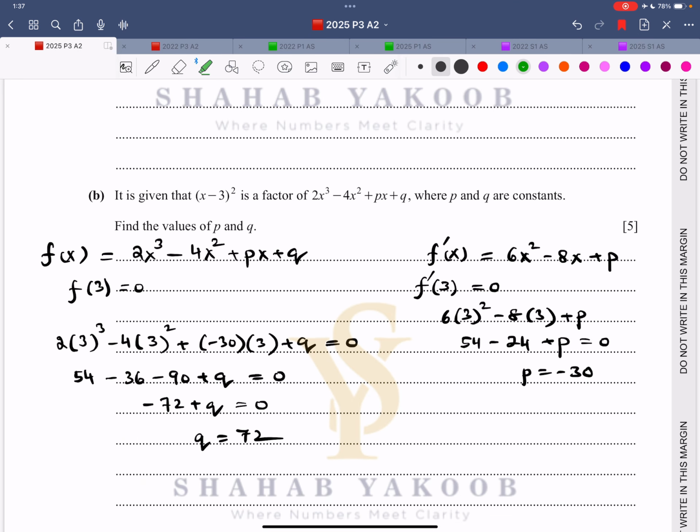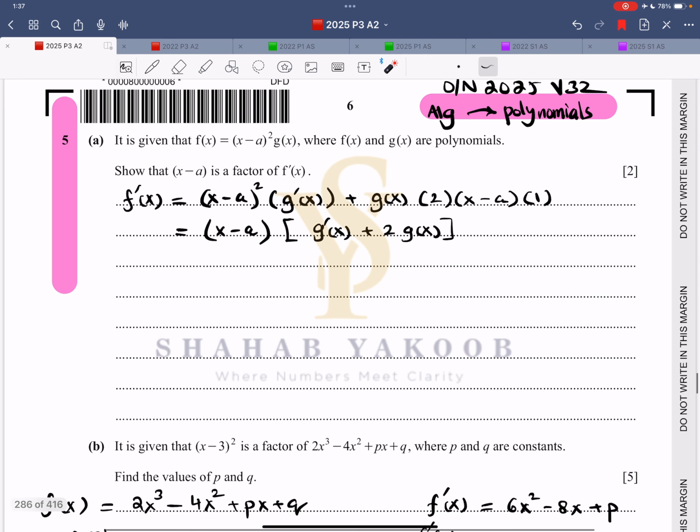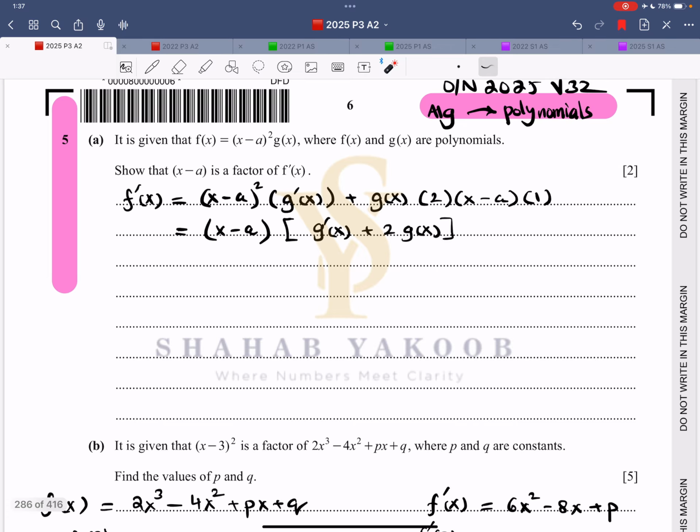So now it's in October, November. October, November 2025, variant 32. Another question. This one was nicer. It is given that f(x) is (x - a)² g(x), where f(x) and g(x) are polynomials. Show that x - a is a factor of f'(x). So it's like a conceptual question.